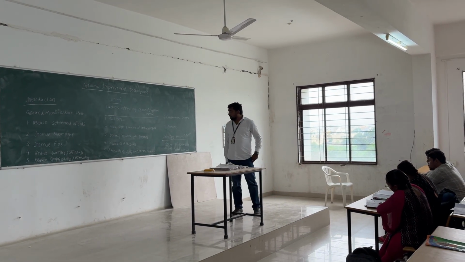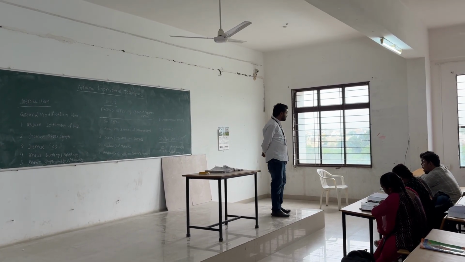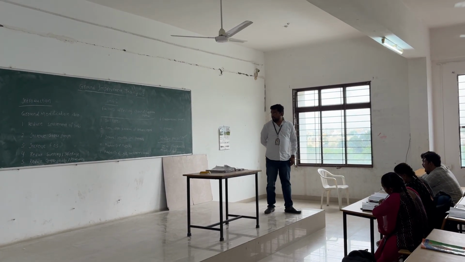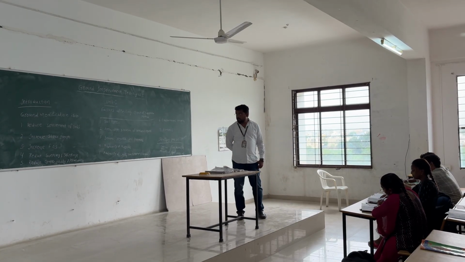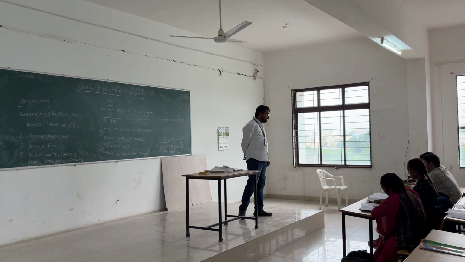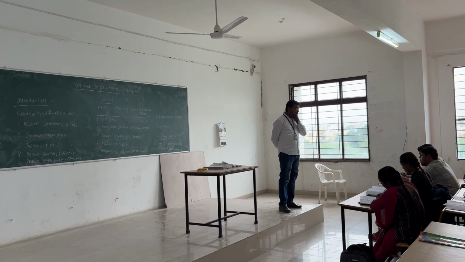Next, factors affecting choice of improvement. Compared to that, the first one is that we need to identify the soil. What is the type of soil? Whether it is coarse grained or fine grained, whether it is cohesive or non-cohesive. Based upon that, we need to do the improvement.